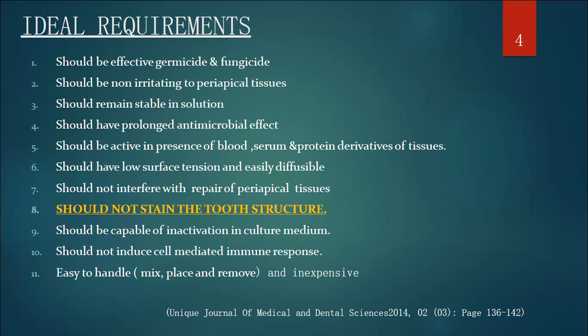The ideal requirements: it should be an effective germicide and fungicide material, it should be non-irritating to periapical tissues, should remain stable in the solution, should have prolonged antimicrobial effect, it should be active in the presence of blood, serum, and protein derivatives of tissues, it should have low surface tension and be easily diffusable, should not interfere with repair of the periapical tissues, should not stain the tooth structure, should be capable of inactivation in culture medium, should not induce cell-mediated immune response, it should be easy to handle, mix, place and remove, and it should be inexpensive.